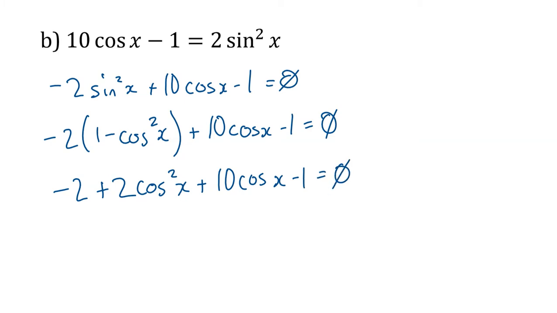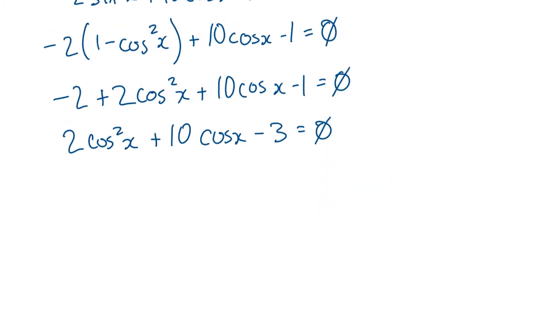And now I'm going to put it in the right order. 2 cos squared x plus 10 cos x minus 3 equals 0. Next step.